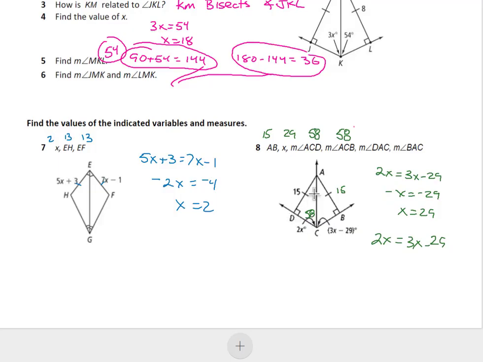And DAC, I'll have to use triangle sums. We have 90 and 58, which is 148. Subtract that from 180, we get 32. So these two angles at the vertex are 32. DAC is 32, and BAC is also 32.